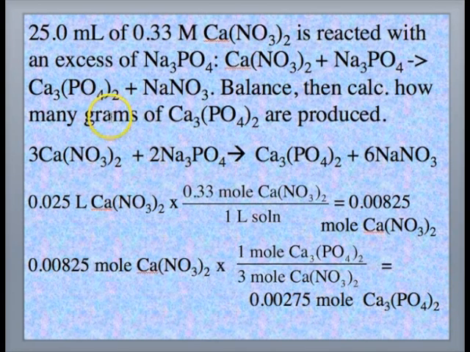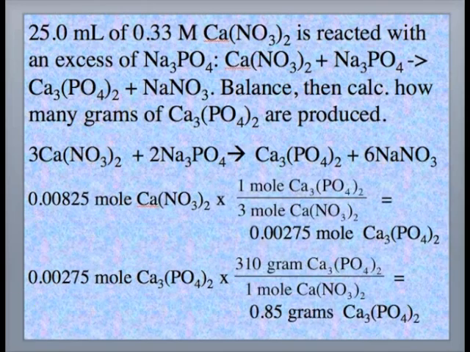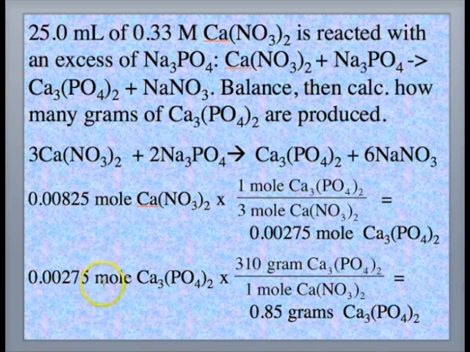The question is asking for grams of calcium phosphate, so obviously I'm going to have to take my moles of calcium phosphate, multiply it by the formula weight of calcium phosphate, 310 grams per mole, to get 0.85 grams of calcium phosphate. So this is a problem in which you're given molarity instead of grams. You still have to calculate moles and use the balanced equation to go from moles of what you're given to moles of what you want, and then convert moles to grams in this case.